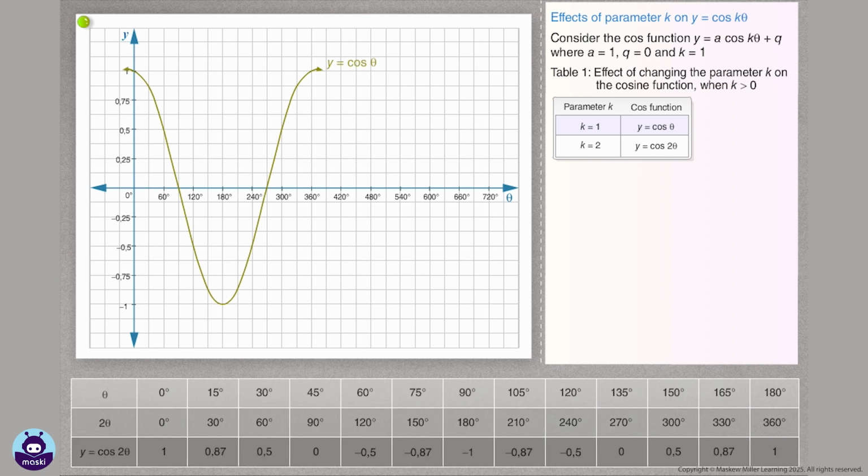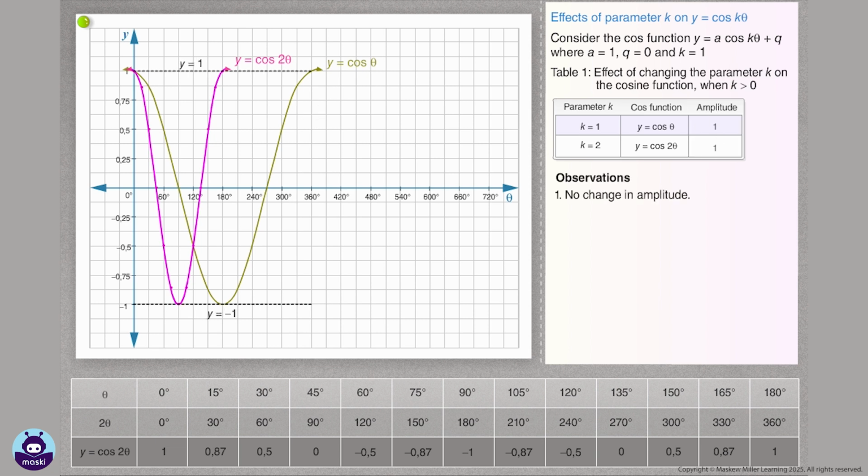We can calculate the y values of this function and plot the graph on the same set of axes. Observe that the amplitude of the graph of y equals cos 2 theta is the same as that of the graph of y equals cos theta. Hence the amplitude of the graph has not changed.